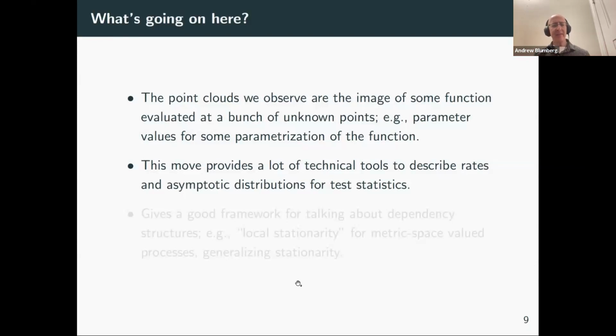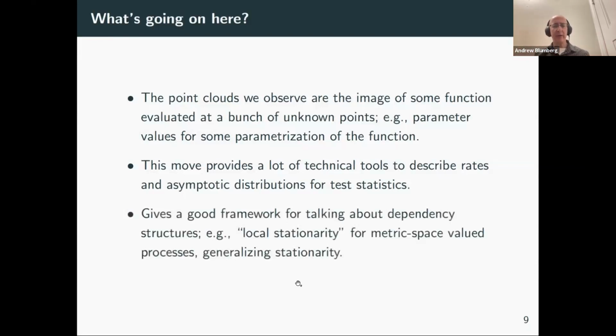And the kind of thing that's nice about this is it gives a very good framework for talking about various kinds of dependency structures. So, for instance, you can think about a class of locally stationary processes, which just means that in a small time they look stationary, but in larger times they're not. And there are lots of different kinds of models of non-stationarity, of course, but this turns out to give a very rich language for a tractable class of non-stationary phenomena.